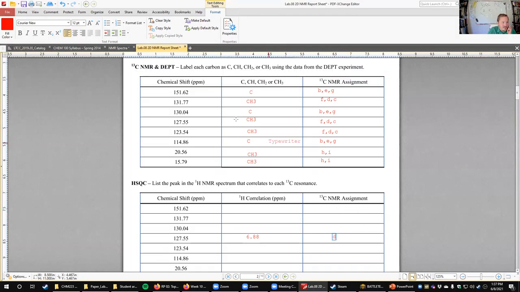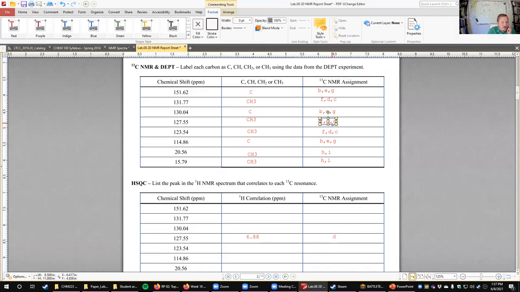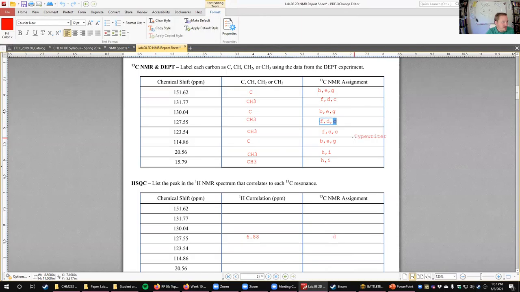And all of a sudden that allows us to come up to the carbon 13 NMR and clean this up a little bit, because if 127 is D, that means that the rest of this we can basically cross off. We know that 127 is not F or E. We know that this one is not D.